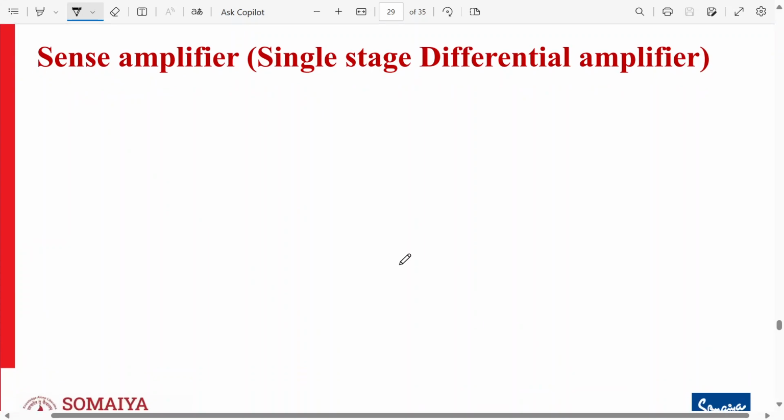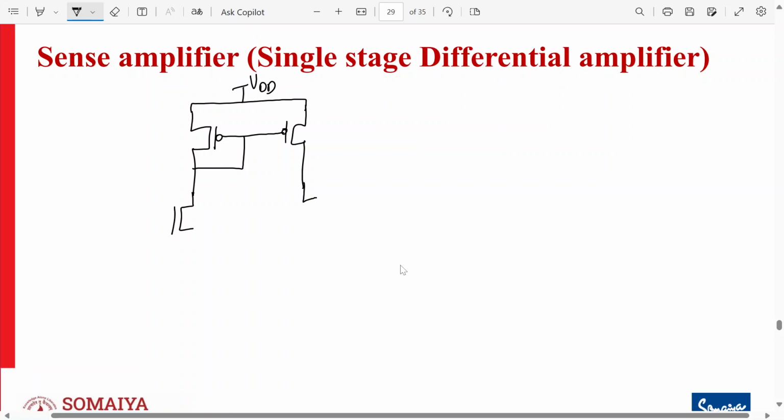Now a single stage differential amplifier without the resistors will be as follows. So please draw this circuitry. This you might also have studied. It's a current mirror circuit. I don't know, you all had it in your syllabus; whether you have studied it or not, I don't know. So this is another version of the sense amplifier.